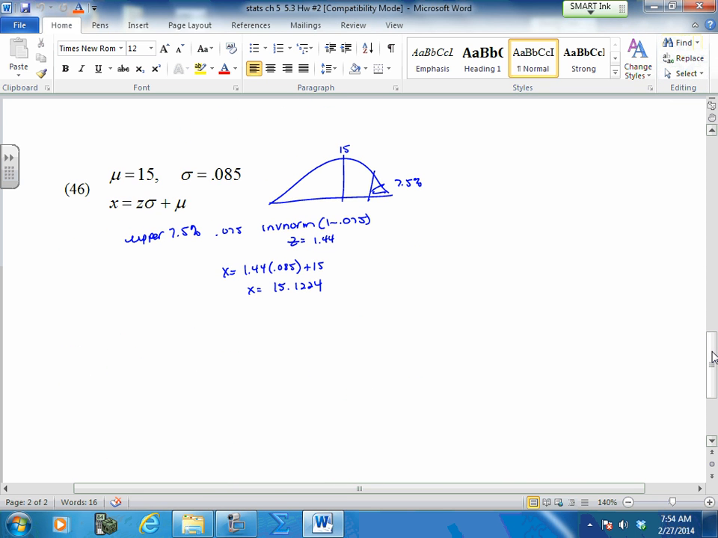And the last one, 46, you want your upper 7.5%. Remember to move your decimal place 2 to the left: 0.075, not 75%. Find your z-score, plug it in. And look how small that standard deviation is. So make sure it's to the right of that mean. It's not going to be by a lot, but it's going to be by enough.